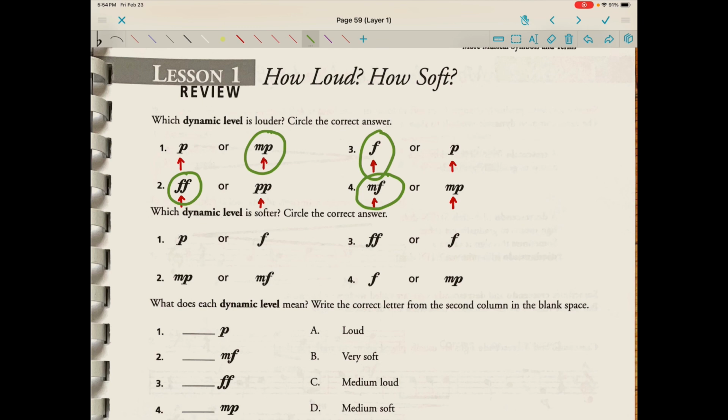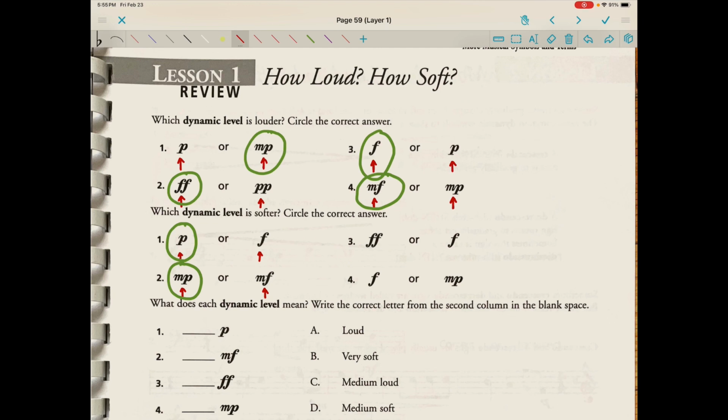Which dynamic level is softer? Circle the correct answer. So we have piano, which is soft, forte, which is loud. So this would be our softer dynamic. Then we have mezzo piano, which is medium soft, and mezzo forte, which is medium loud. So this would be our softer dynamic, mezzo piano.